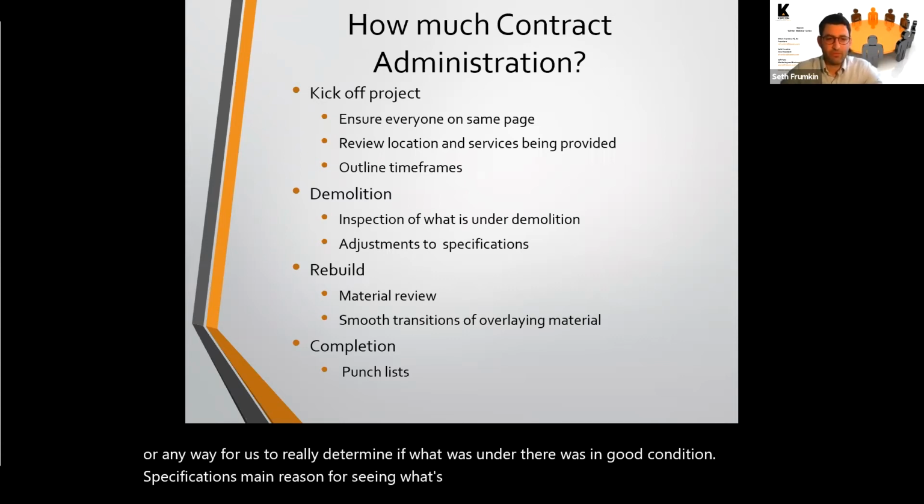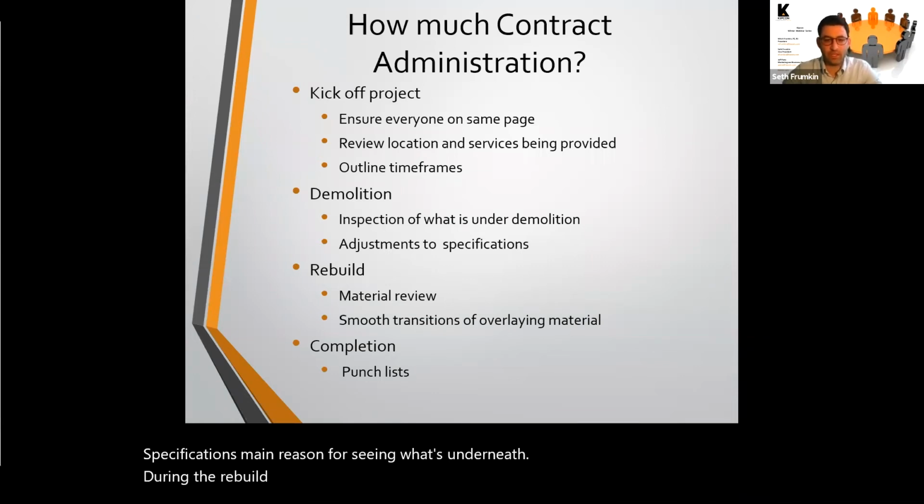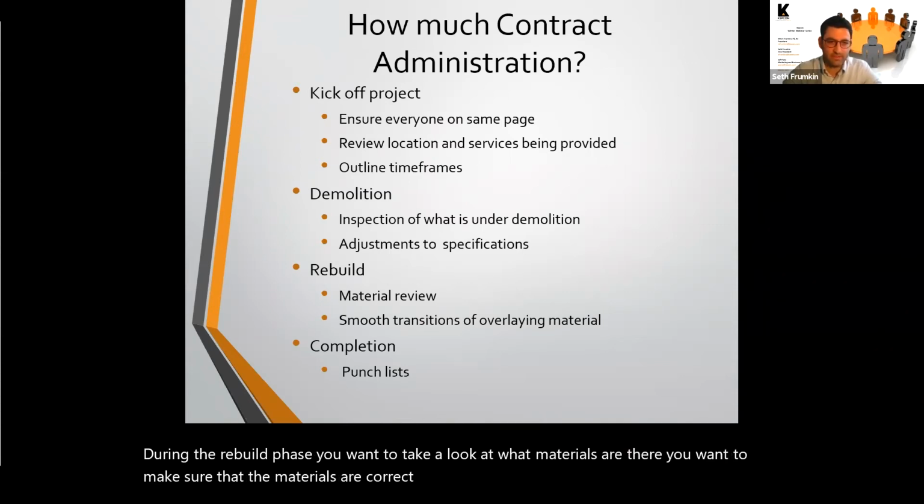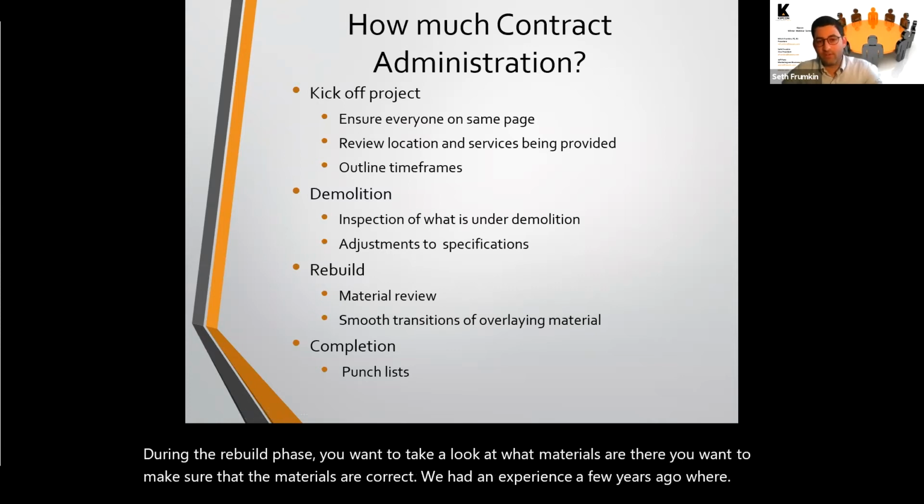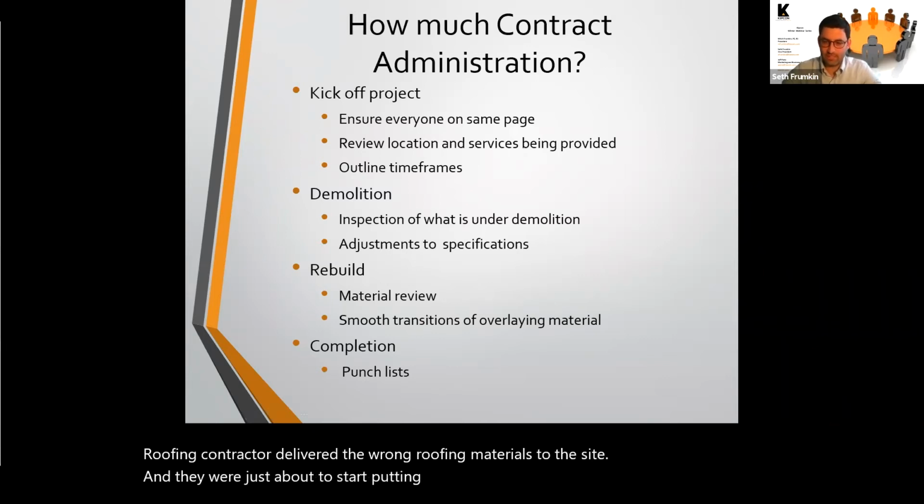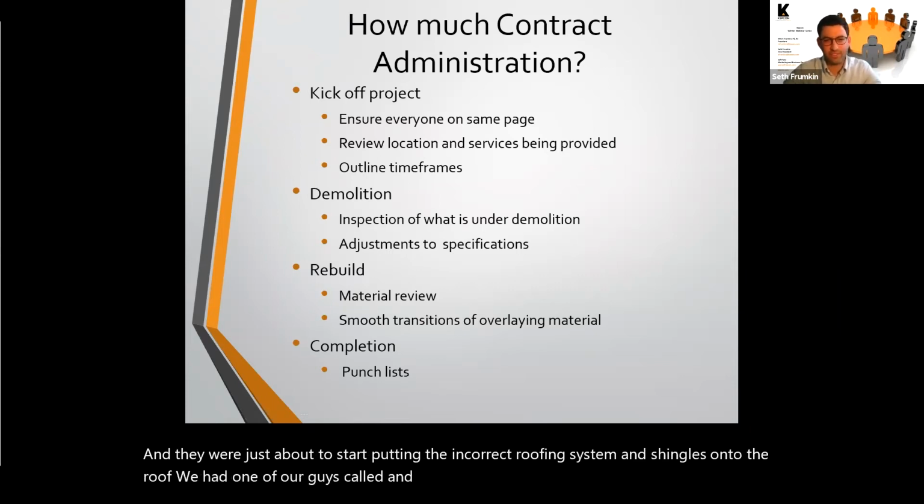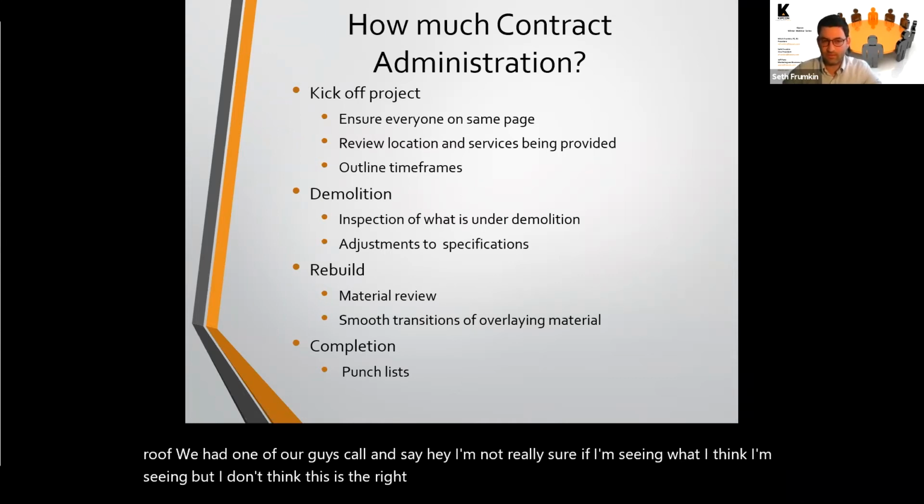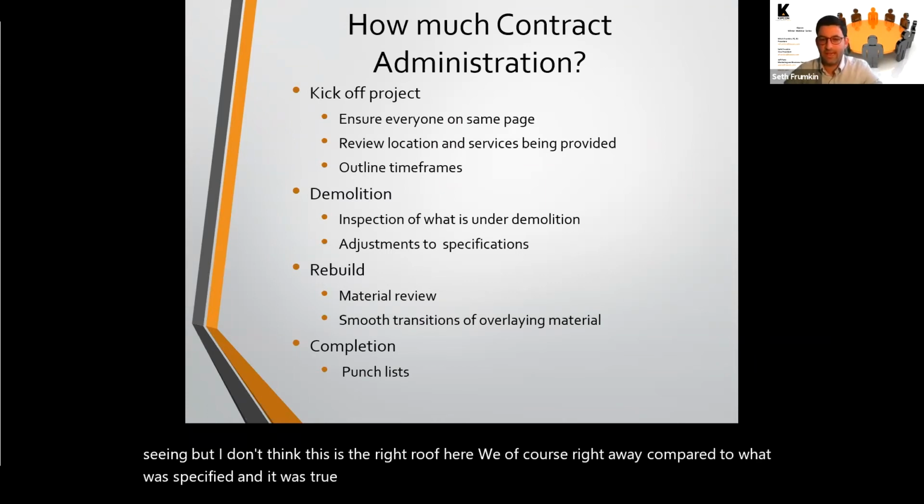During the rebuild phase, you want to take a look at what materials are there. You want to make sure that the materials are correct. We had an experience a few years ago where a roofing contractor delivered the wrong roofing materials to the site, and they were just about to start putting the incorrect roofing system and shingles onto the roof. We had one of our guys call and say, hey, I'm not really sure if I'm seeing what I think I'm seeing, but I don't think this is the right roof here. We, of course, right away compared it to what was specified, and it was true. It was not the correct roofing system.